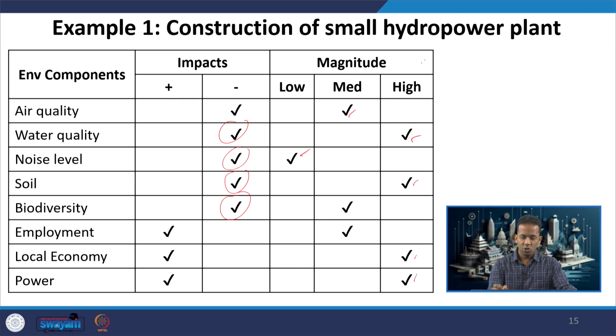But with the construction of the hydropower plant, the other socio-cultural factors like employment, economy and power are impacted positively, and most of that impact is high or medium. And it is because of that the activity has been planned, right, to help the country grow its economy, to generate employment, to provide access to energy, electricity and power to the rural areas or the remote areas. So, that was the intention behind having hydropower plants.